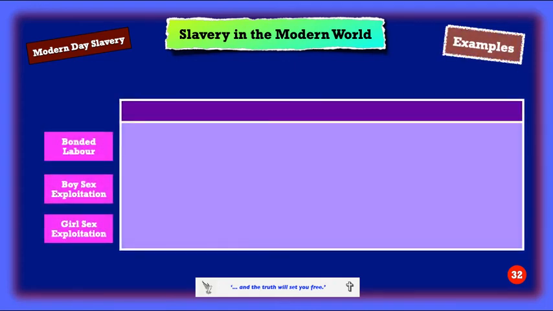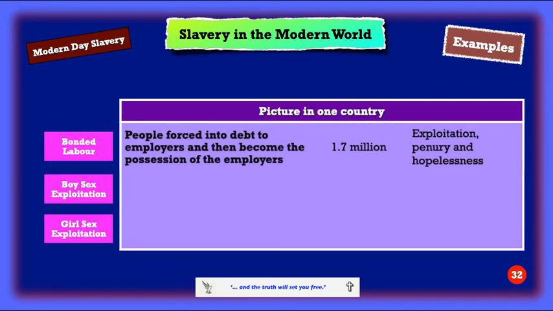Let me just take three examples from one country. People are forced into debt. Then they become the possession of the employers. In this country there are 1.7 million such people, and these people end up being exploited. They're in penury and hopelessness. They work excessively long days. Their children have to work as well. There's no education.